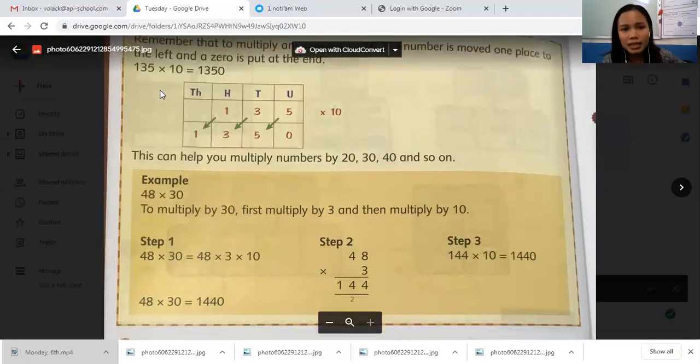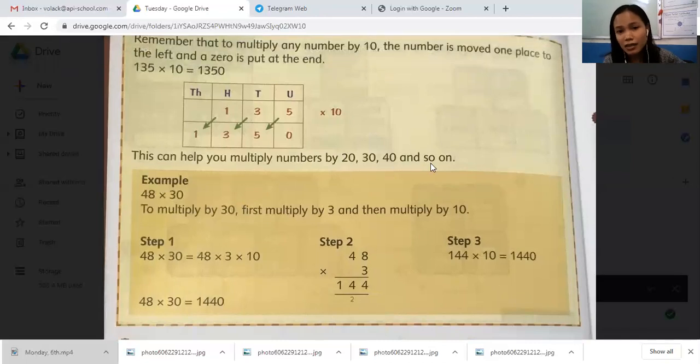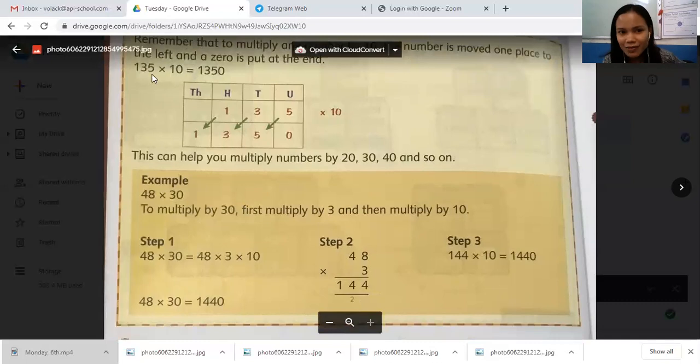Okay, and this one can also multiply by numbers like 20, 30, 40, and so on. But when you write the number back, it's only when the number is multiplied by 10 or 100 or 1000, because they all start with 1 and the rest are 0. So then you just write the answer back and put the 0 at the end.